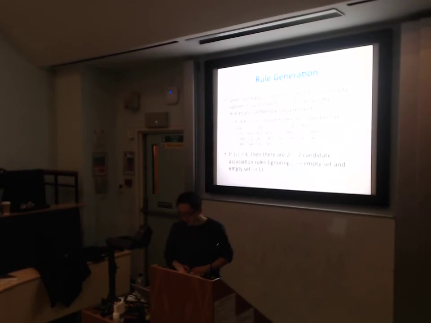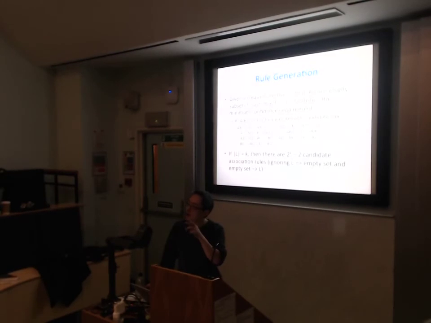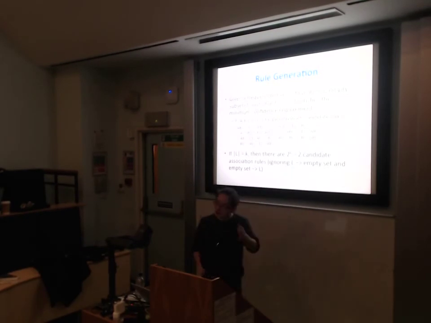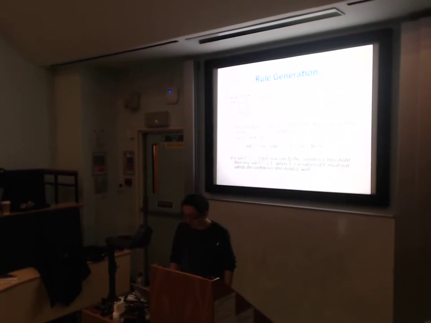So here it basically says that if the length is k, then there are 2 to the power of k minus 2 candidate association rules, which you can easily work out. In each position you have a binary case, whether it is there or not. So for each item, you have the decision whether it is put on the front or put on the back. And you ignore the empty set at the front and the empty set at the end, therefore you minus 2. So that is basically the number of candidate association rules that you will come up with.